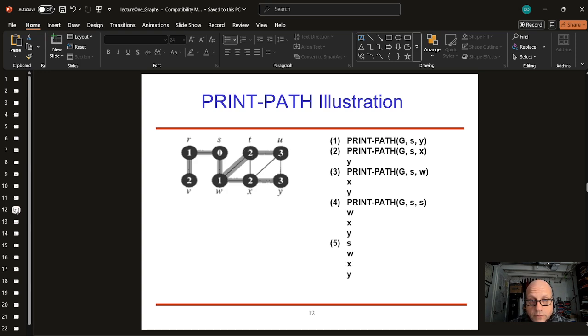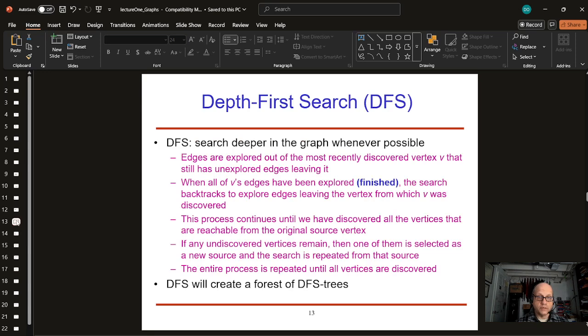So here's an illustration of how it would be printing out the path, and I print it out as more of an adjacency list representation. If I'm going from S to Y, I can say S to X, S to W, S to S. And here, again, I can see the associated paths that are taken, and I'm assuming that I have bidirectional. W, X, Y, S, W, X, Y, right? So you can see how they would be applied and be able to generate the associated paths.